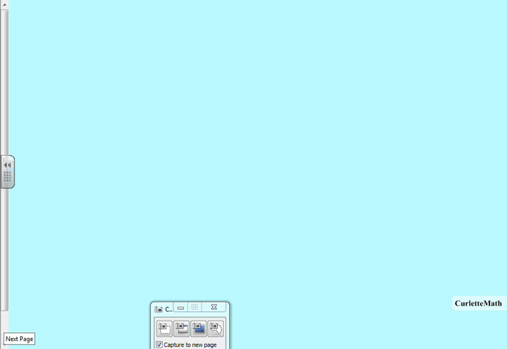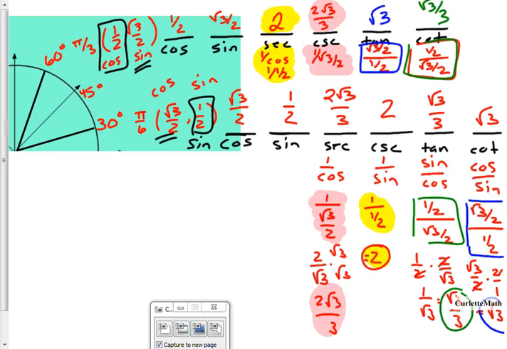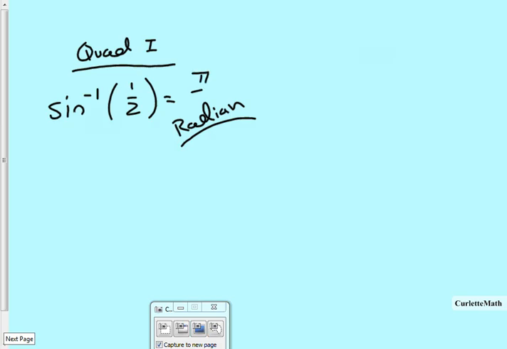Now our problems today will say, what if I want to take the sine inverse of 1/2? And we're going to talk about this being in quadrant 1. Well, where is the sine value 1/2? What we want here is a radian answer. So what radian do we get at the sine of 1/2? Well, let's go back and look. The sine value of 1/2. Well, that was at our radian value of pi over 6. So our answer is pi over 6.